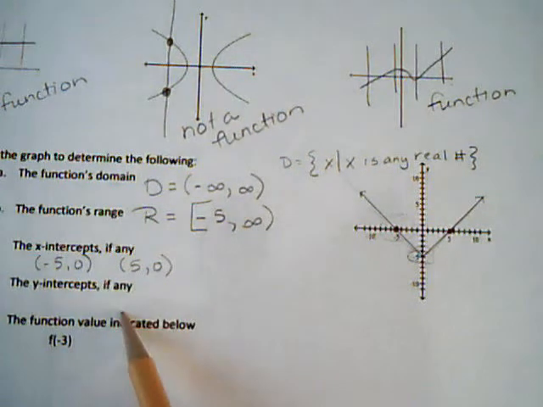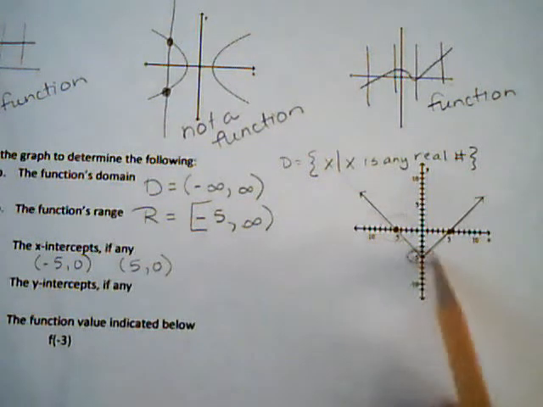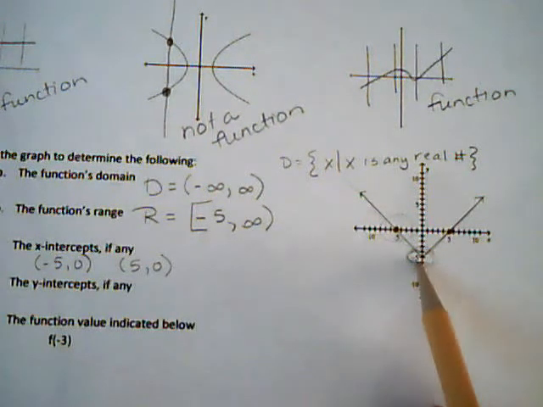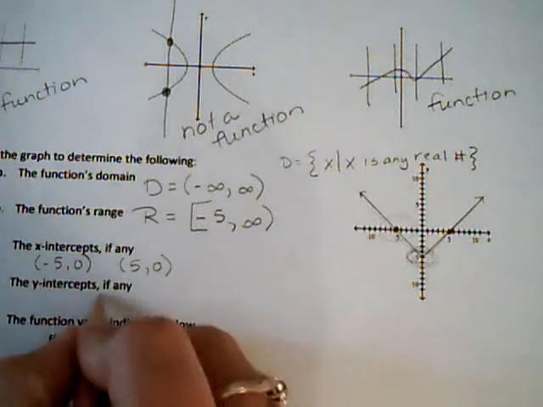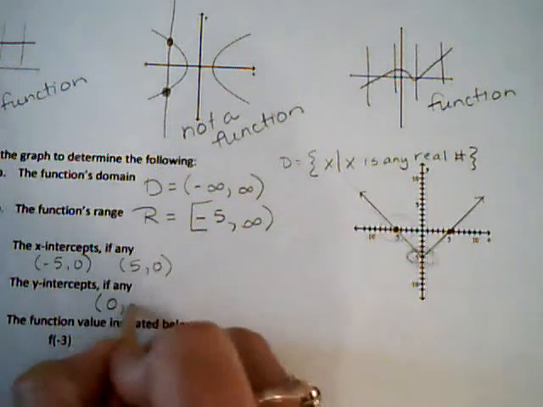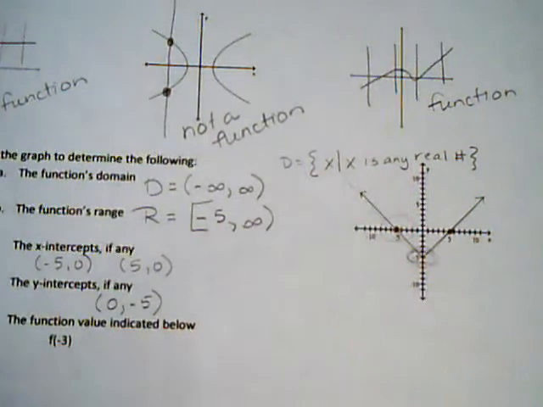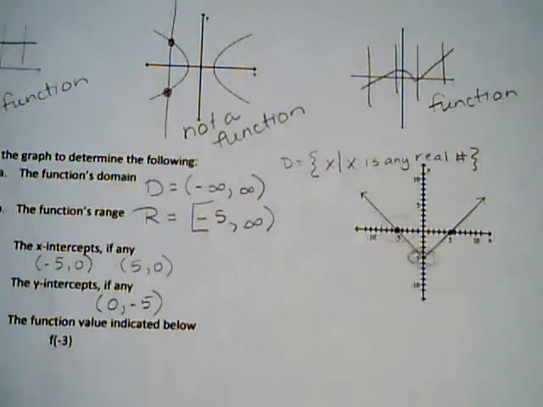If they want it as an ordered pair, yeah, you would have to write it like these. Okay, the y-intercept is going to be where the graph crosses the y-axis. So that's at this point -5. So as far as writing it as an ordered pair, it would be 0, -5. As an integer, you would just type -5.